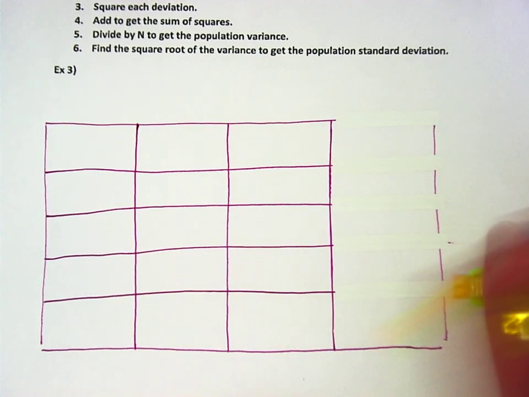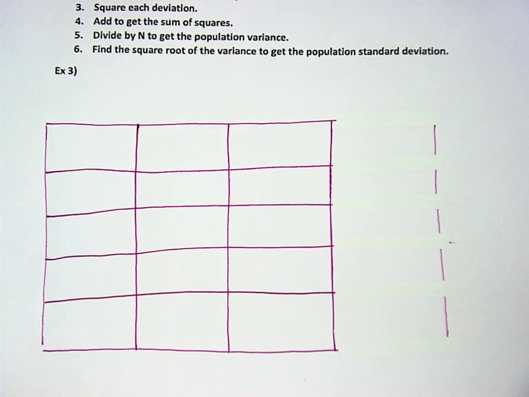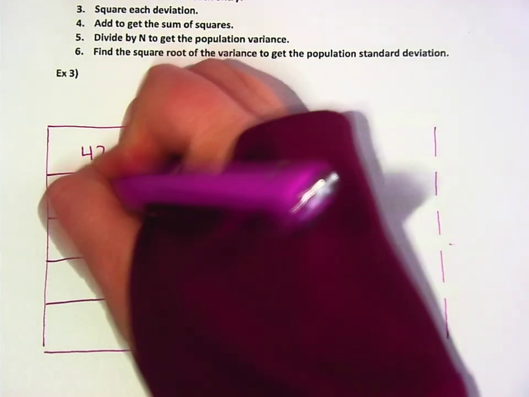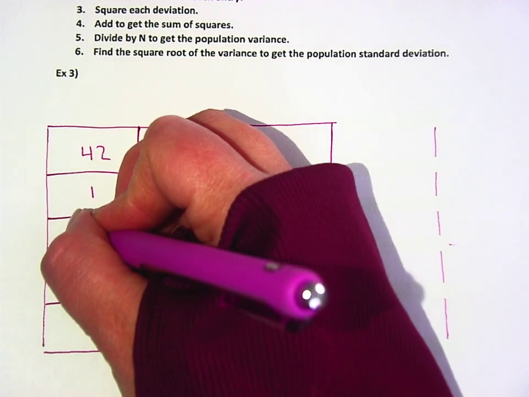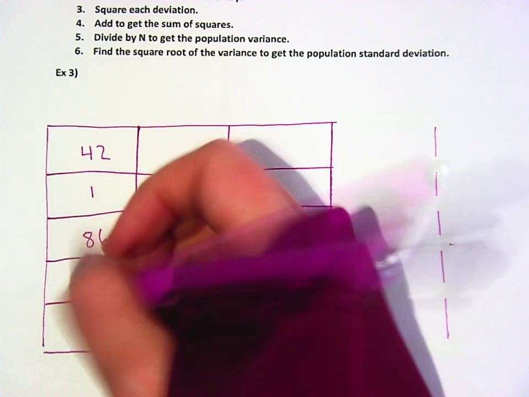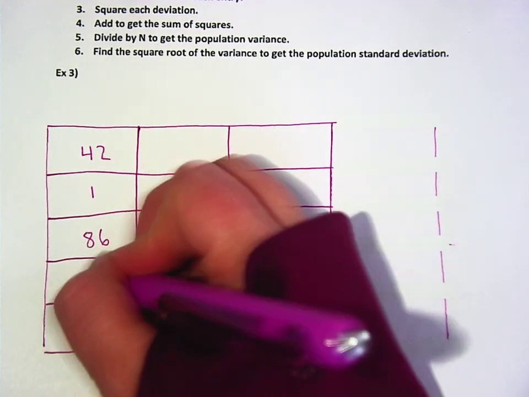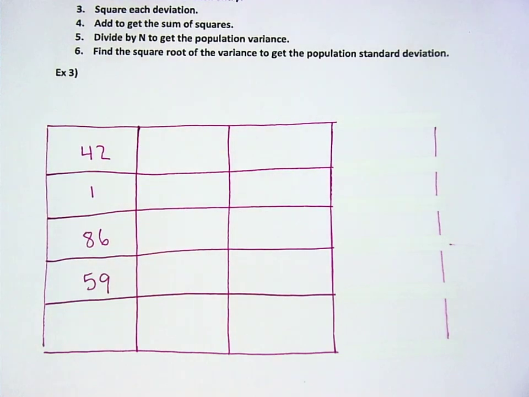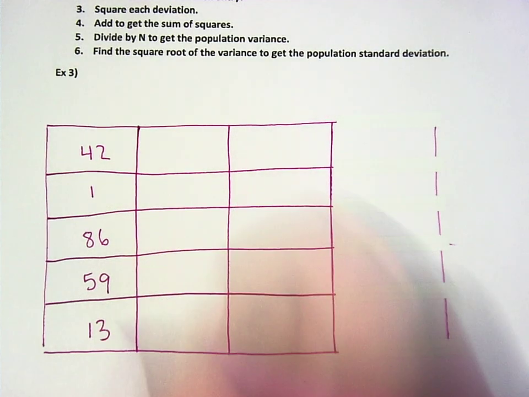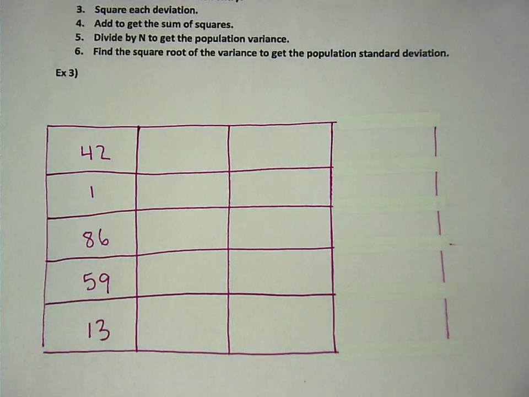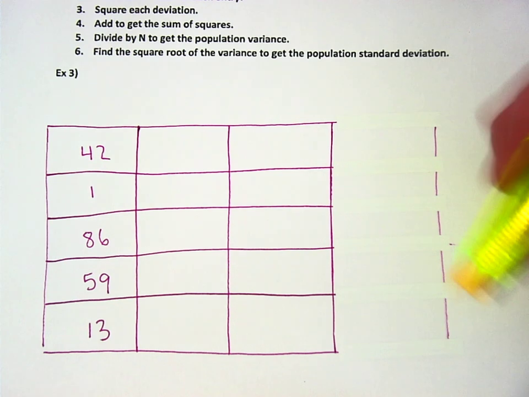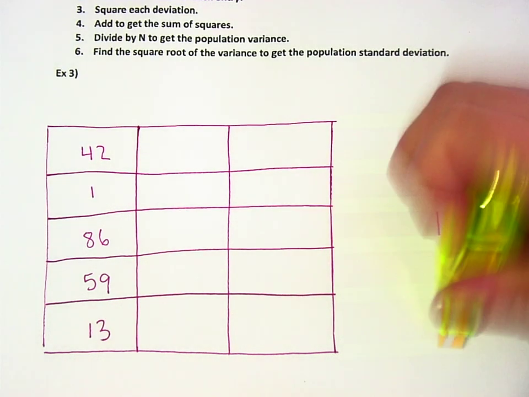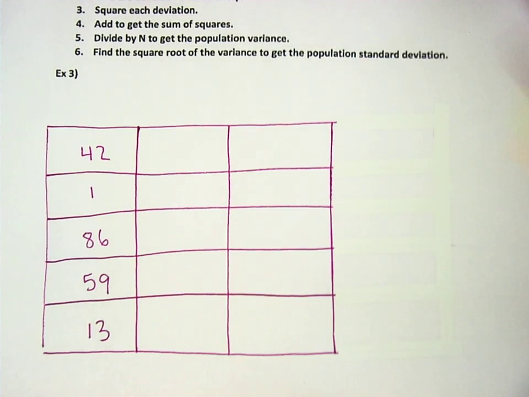42. Okay, hold on. 86. 42, and what'd you say? 86. 86, and 59, okay? 59. 13. Okay, so we are going to find the standard deviation of these numbers by hand. Here's how you do it.